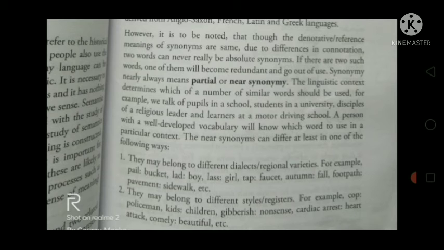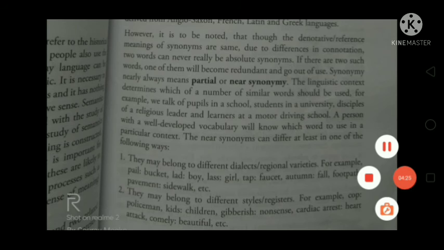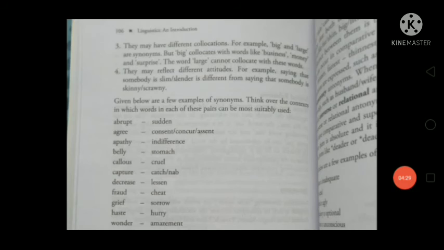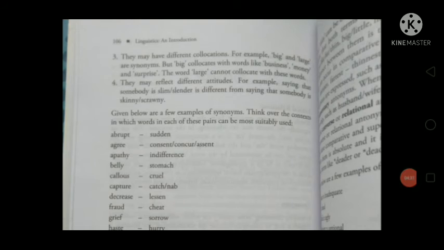They may belong to different styles and registers. For example, cop for police, kids for children, gibberish for nonsense, cardiac arrest for heart attack, comely for beautiful. So this is related to the context. Now we move to the third part of synonymy.